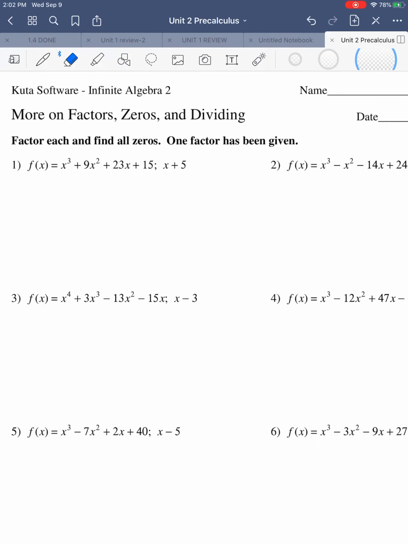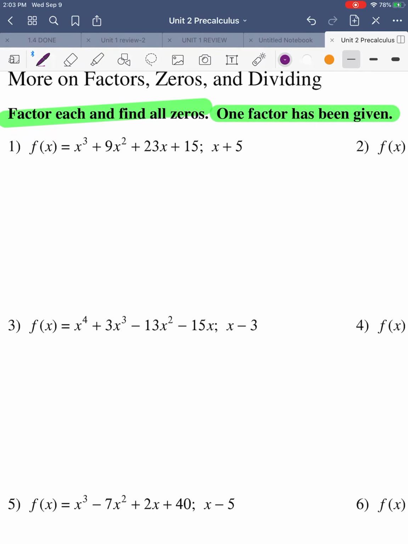What we're gonna have to do, well, it says in the instructions, we're gonna have to factor each polynomial, but the good thing is that one factor has been given, so you don't have to find all the zeros because I am giving you one, or the worksheet is giving you one. This x plus 5 is the factor given. In problem 3, x minus 3 is a factor given. In problem 5, the x minus 5 is a factor. So that's perfect because we already have a factor.